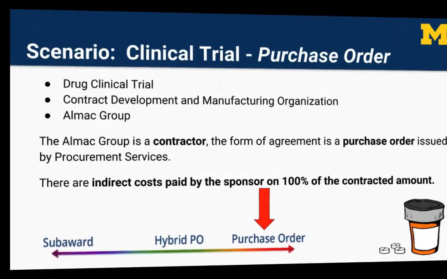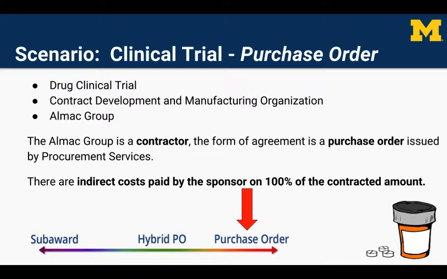Now, in our multi-center clinical trial example, let's say that this is a drug study and the University of Michigan Pharmacy is unable to provide the support services to the study related to the drug distribution. It is one of many contract development and manufacturing organizations in the pharmaceutical industry. The University of Michigan enters into a contract with Olmec Group to provide both the study drug and placebo, as well as code and track the drug shipments. The Olmec Group is a contractor.